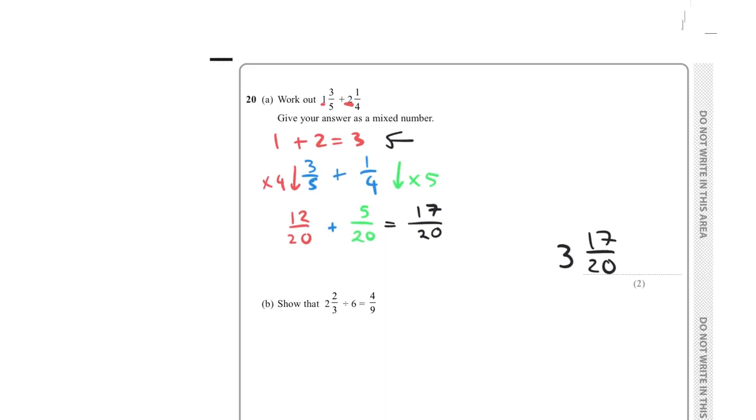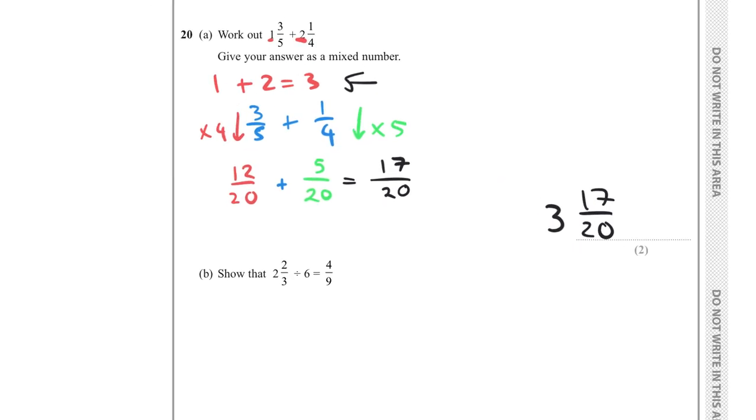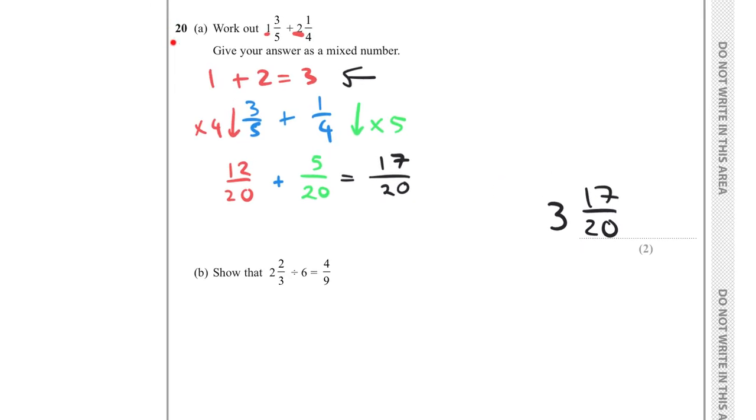Honestly guys, you should get that right. Okay, if you're good at your fractions, it's question 20. If you're getting question 20 right, that's a very good sign for that grade 4. Right, you want to be getting this right.